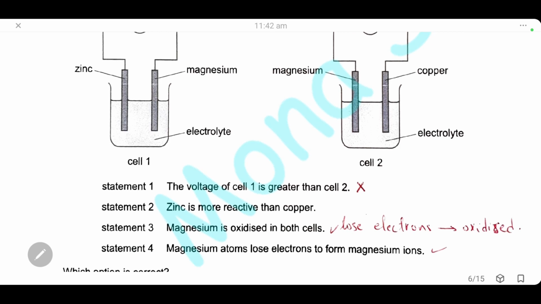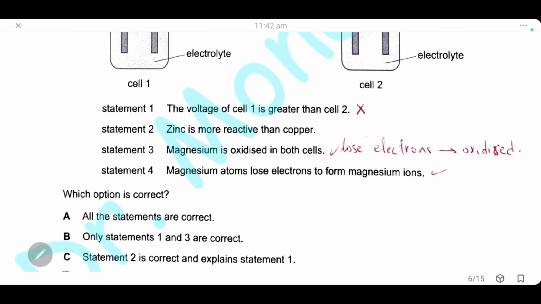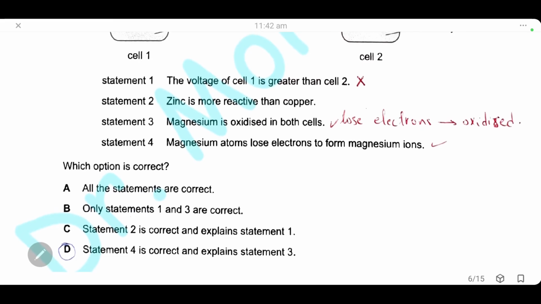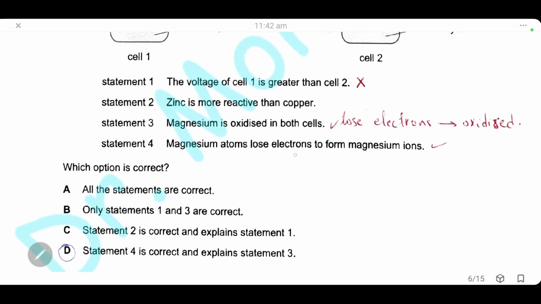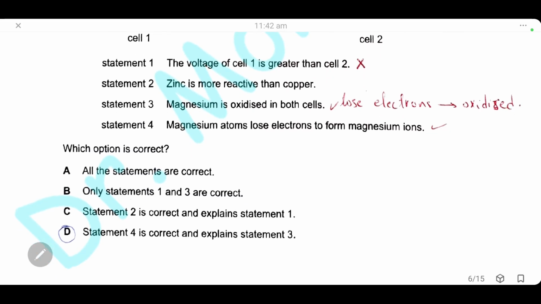Statement 4. Magnesium atoms lose electrons to form magnesium ions. Of course, when it is oxidized, it loses electrons, so statement 4 is correct. Here, he wants me to choose the correct option of the 4 options that we have.